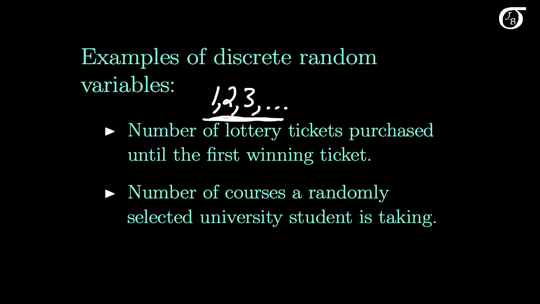How about the number of courses a randomly selected university student is taking? Well, the possible values here are 0. In some situations, a person could still be considered a university student if they're taking 0 courses, for instance, some graduate students, or 0, or 1, or 2, or 3, or there's some maximum here, but it depends on the university what that would be. So there's some upper bound, maybe it's 5 or 6 or 7 or 8, but that would depend on the specific university. So that is still a countable number of values here, and so it is still a discrete random variable.